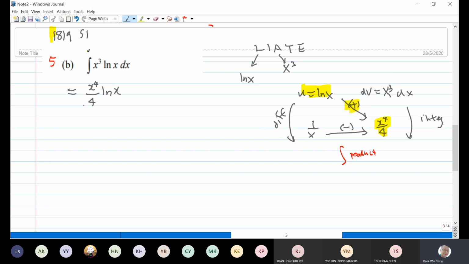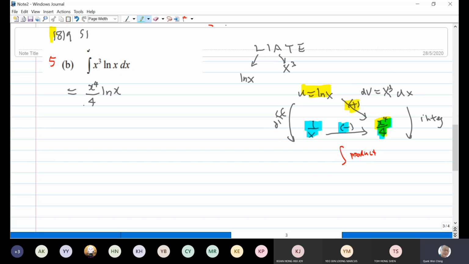Then the second term is what now? Together with the minus sign. For the second term, you must have this one together with the minus sign, multiply together, then integrate. All these multiply together, minus sign, integrate out.